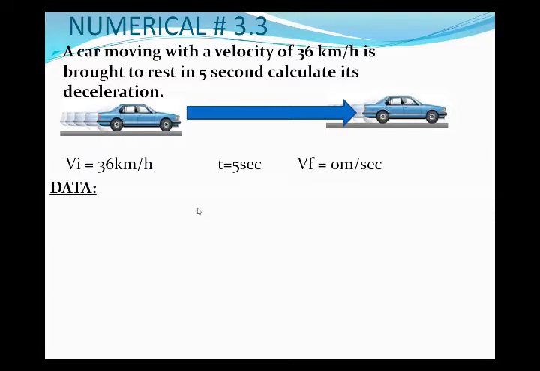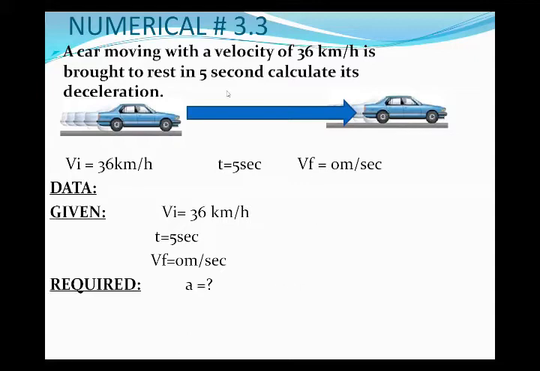Now we are going to make up the data. In data, first we will write down the given. In given, Vi is 36 km per hour. Second, time is 5 seconds. And the third, final velocity is 0 meter per second. And here required is we have to find the deceleration. Here we are showing a, but its value will be negative, and that negative will show the opposite direction of the acceleration.